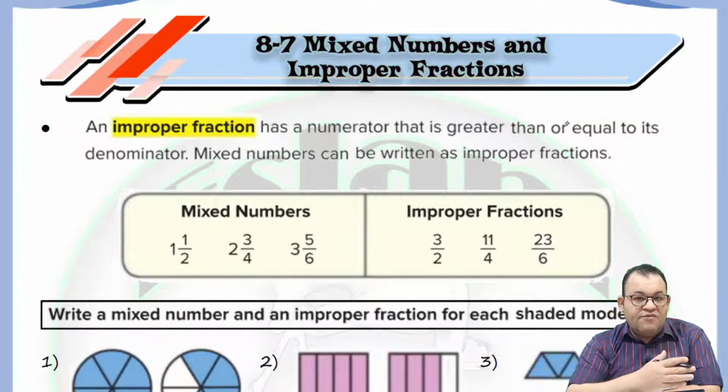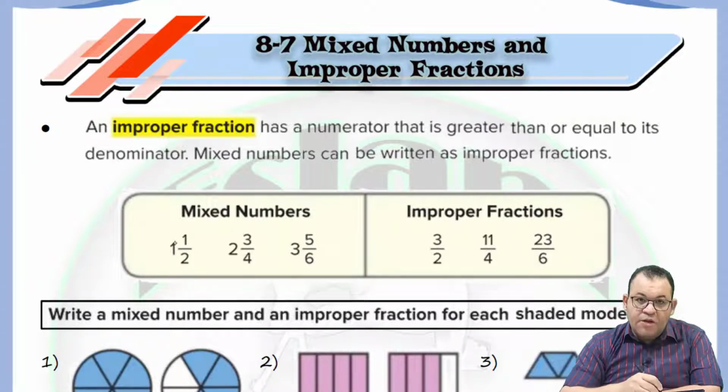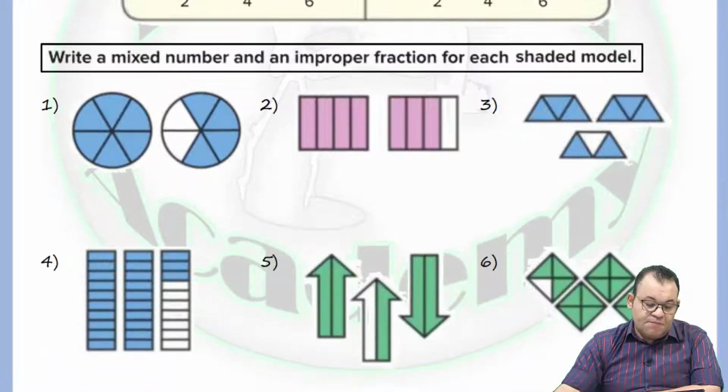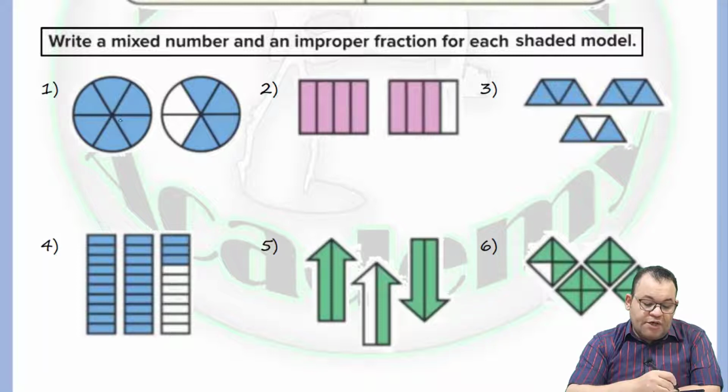So until now we have three different forms. The fraction, which is the part of a whole one; the improper fraction, in which the numerator is greater than or equal to the denominator; and the mixed number. The mixed number is formed from a number and a fraction written beside each other. In question number one, we need to write each model of the following as a mixed number. Then after that, we need to write it as an improper fraction.